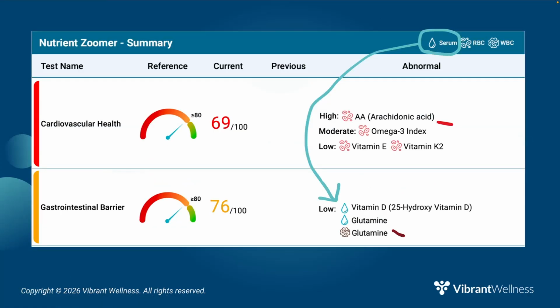While we're exploring the Nutrient Zoomer summary scores, I want to point out that the serum status indicates baseline levels. Meanwhile, the white blood cell and red blood cells indicate intracellular status.